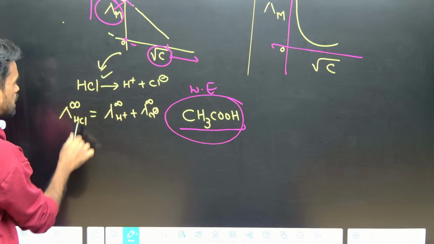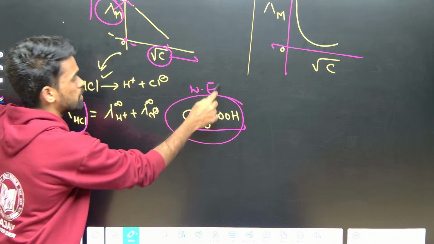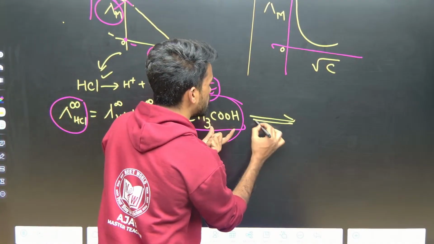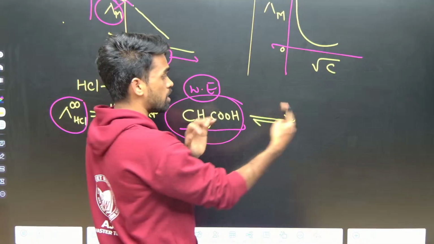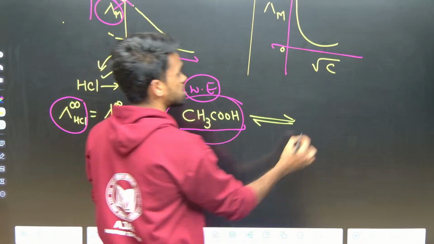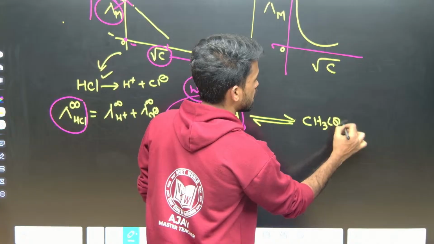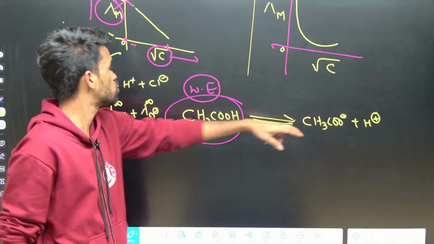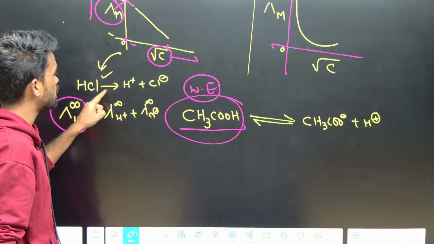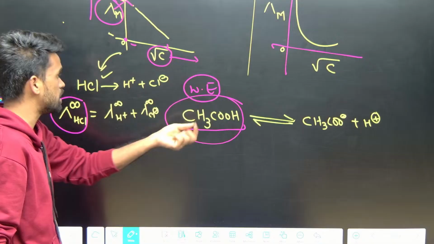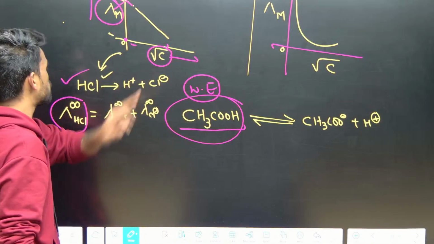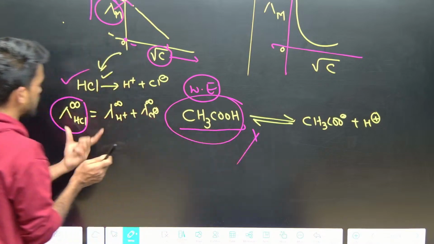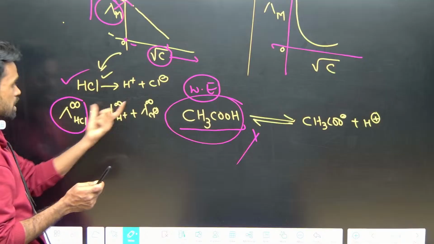Like this you can calculate for strong electrolytes, but it is not possible for weak electrolytes, because a weak electrolyte will not dissociate 100%. There will be an equilibrium, a reversible reaction, when it dissociates, giving acetate ion and H plus ion. So this is not 100% dissociation. Here a single arrow indicates perfectly one-sided, 100% dissociation in strong electrolytes, but not in weak electrolytes. That's why we cannot calculate for a weak electrolyte as we do for a strong electrolyte.